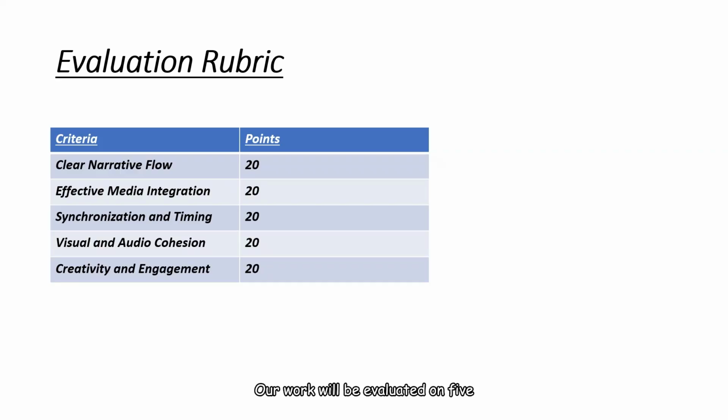Our work will be evaluated on 5 criteria: narrative clarity, media integration, timing, cohesion, and creativity. Each area holds equal weight, 20 points each, encouraging us to balance structure with innovation.